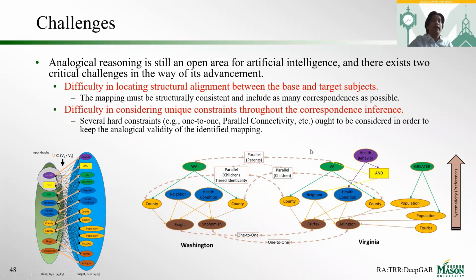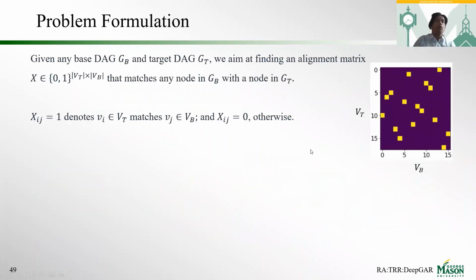Now what we did was consider this as a problem formulation of an alignment matrix. Think about it: these are all the nodes from Washington, and these are all the nodes from Virginia. Our goal is to match only one. Through the column or through the row, there will be only one matching. If we can maintain that, then from the huge number of matchings, we can choose only one. That is how we considered doing this.